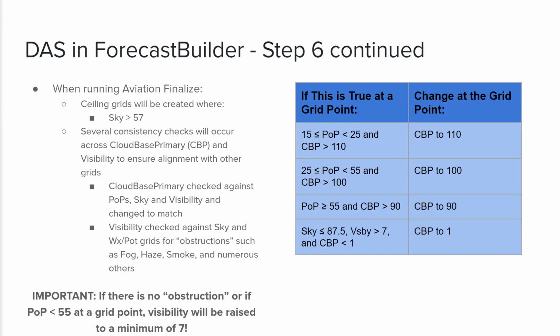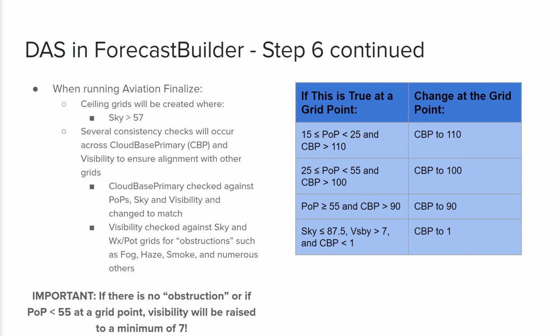When running Aviation Finalize, ForecastBuilder will make several checks across your aviation grids to ensure consistency across the forecast. The first is a familiar one for most. Ceiling grids will only be created where your sky grids are greater than 57, per the definition of what constitutes a ceiling. Anything less than this threshold will be set to the usual negative 30,000. Cloud-based primary will have several checks performed against POPs, where given certain POP thresholds within the table to the right, cloud-based primary will be set to lower values. Generally speaking, the higher your POP value, the lower it will change your cloud-based primary to a certain threshold.